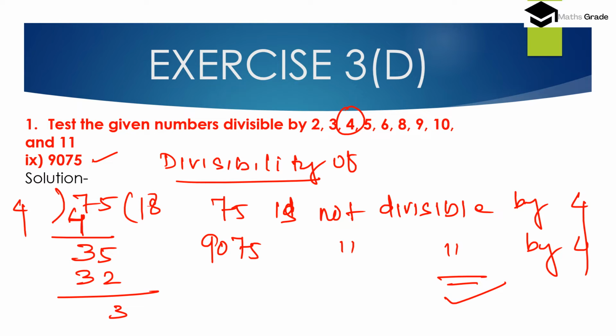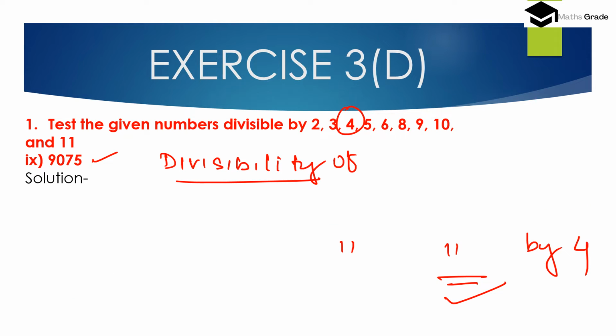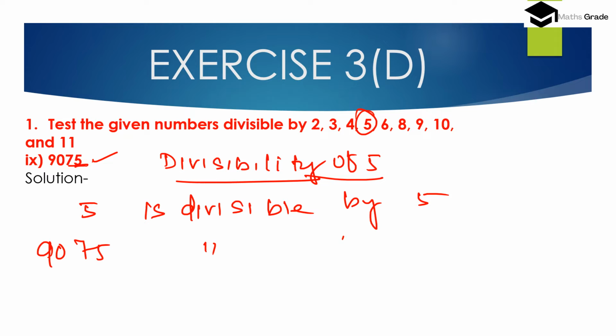Now we check whether the number 9075 is divisible by 5 or not. Divisibility of 5. We know any number is divisible by 5 if the last digit is either 0 or 5. Here the last digit of the number 9075 is 5 and 5 is divisible by 5. So 9075 is divisible by 5.